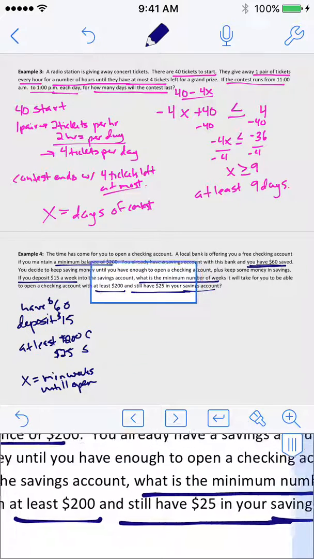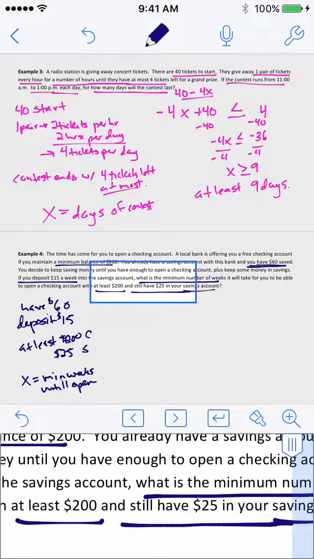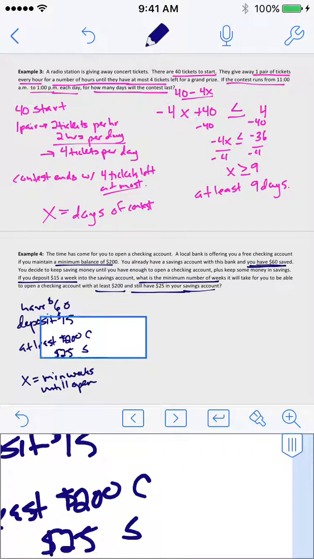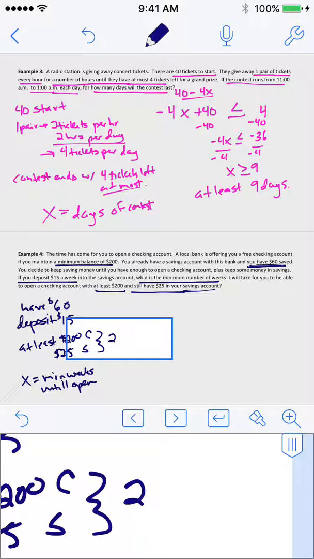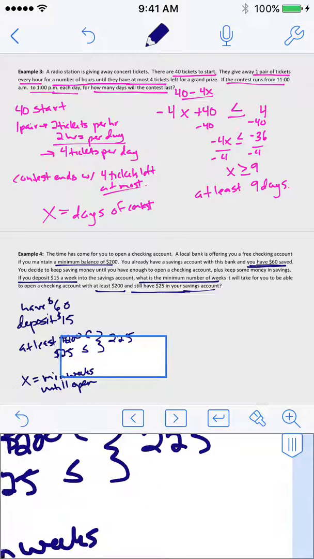Okay, so let's think about this for a sec. While they keep talking about checking and savings over and over again, at the end of the day, is it important to us that they need to be in 2 different accounts? It's actually not. When you think about it, the question is asking, when will you have at least 200 and still have 25? Or in other words, when are you going to have at least 225, right? You need 225. So let's just combine these. Let's make our life easier. You need 225 to open this account. 200 for the checking, 25 for the savings, but overall you're going to need their addition, right? So let's just make that one thing.